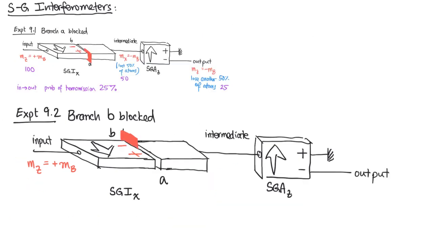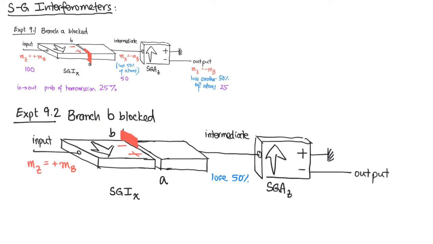Okay, well, moving on to the next experiment, 9.2, we're going to have exactly the same setup as 9.1, except instead of blocking branch A, we're going to block branch B, and we're going to have the same transmission probability, right? Because we're still going to lose 50% of the atoms in going from input to intermediate.